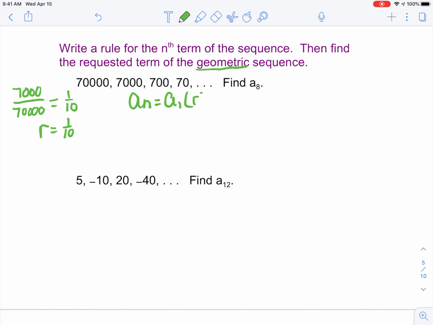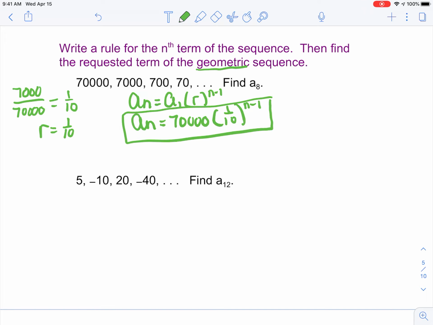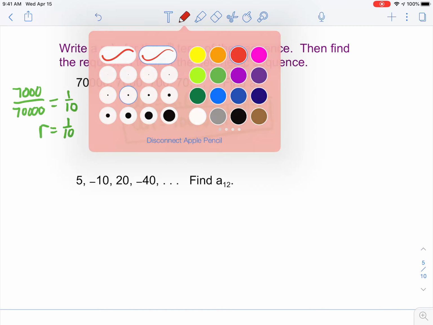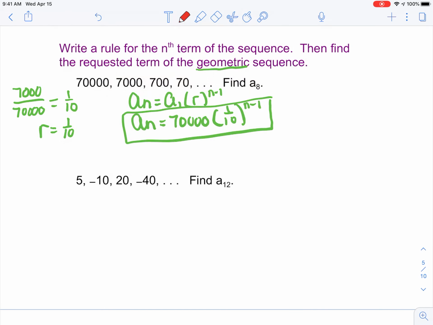So A sub n equals A sub 1 times R to the n minus 1. If I'm writing a rule, the n stays there. So I have everything to write this rule. A sub n equals, my first term is 70,000, my R is 1/10 to the n minus 1. And that right there is your rule.